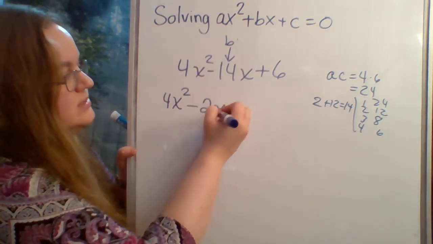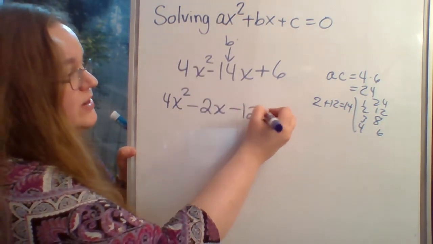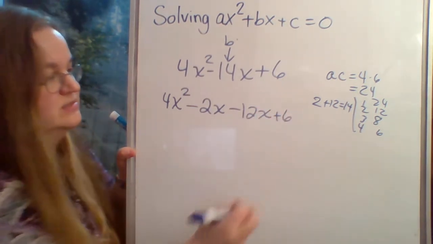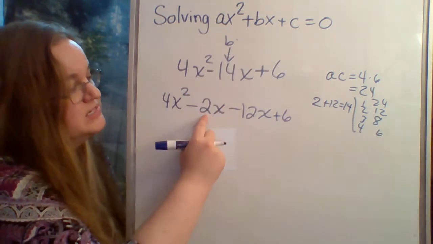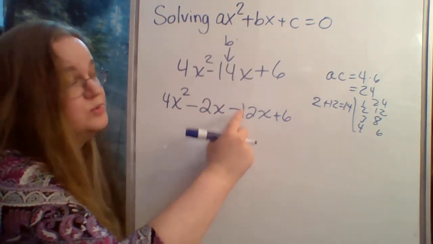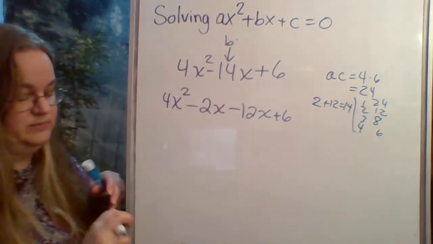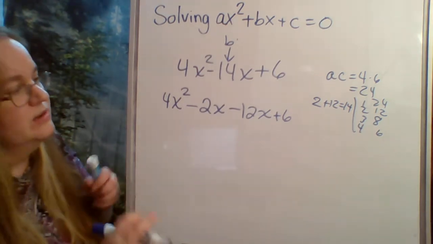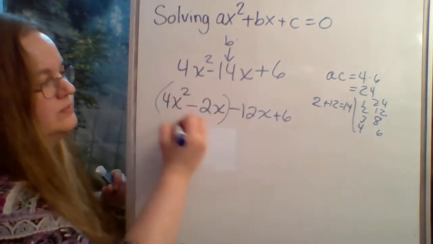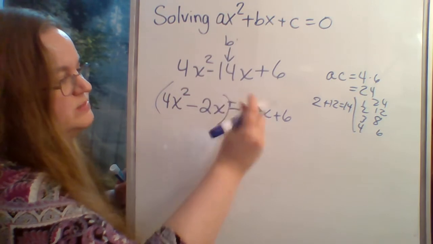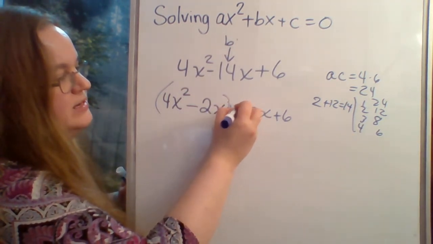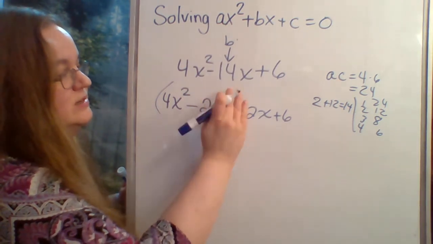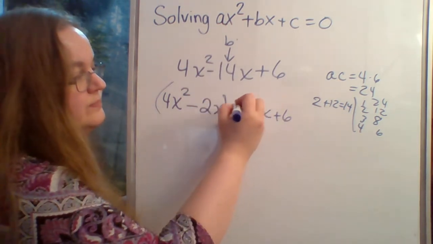minus 2x minus 12x plus 6. Again, they're both minus because it has to be -2 and -12 to get to -14 when I add them together. So now I'm going to group. I'm going to make this plus a minus to make it a little bit easier, because remember, adding a negative is the same as subtracting a positive.